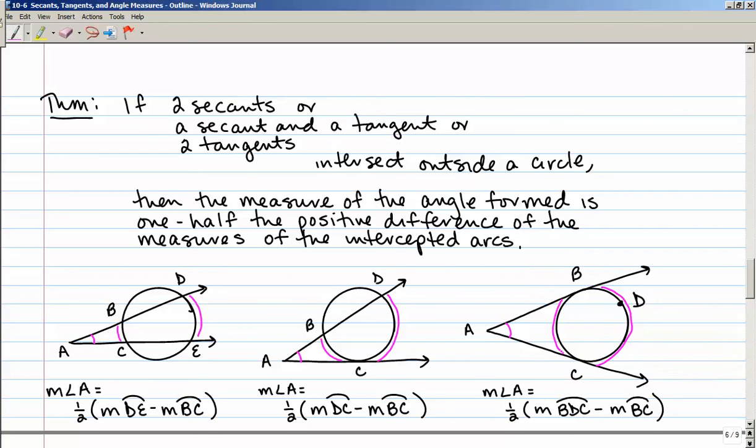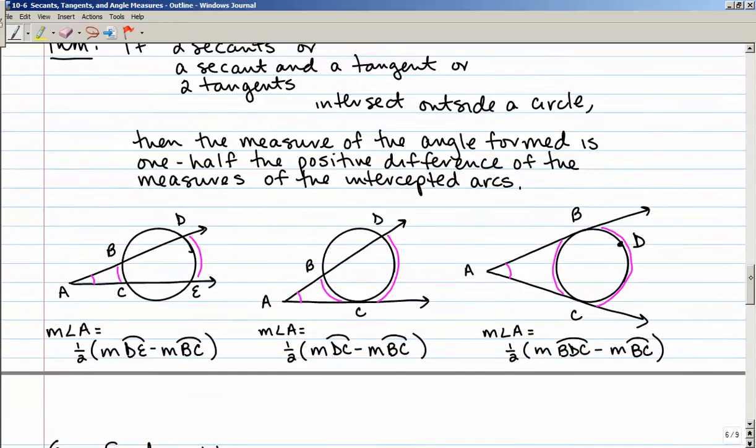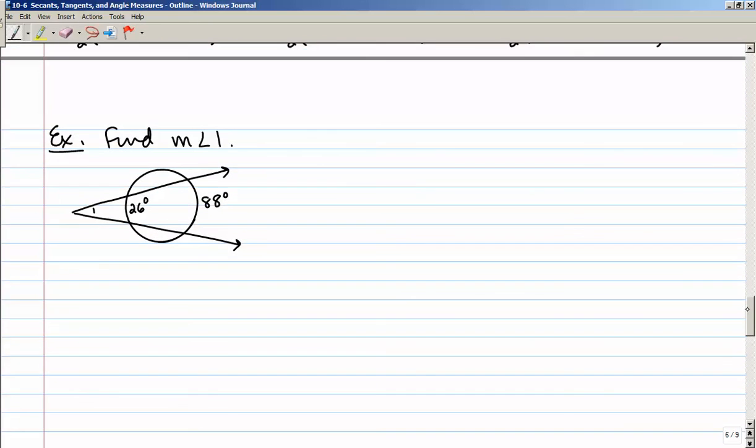So you're doing basically the same thing for all 3 of these diagrams, whether it's 2 secants, a secant and a tangent, or 2 tangents. The angle is 1/2 of the big arc on the outside minus the little arc on the inside. So let's do some examples that use that. Here we have 2 secants that intersect outside the circle at angle 1. So the measure of angle 1 is going to equal 1/2 of the big arc on the outside, which is 88, minus the little arc on the inside, which is 26. Doing that on the calculator gives me 31. So the measure of angle 1 is 31.